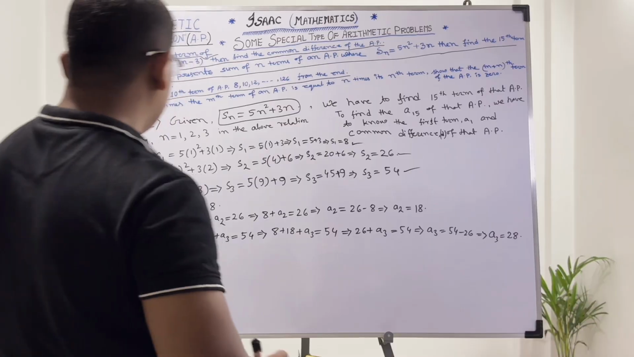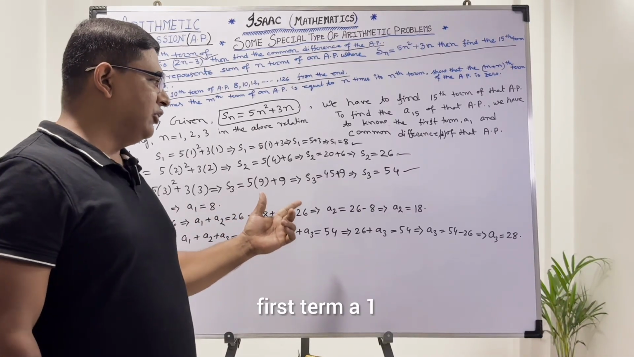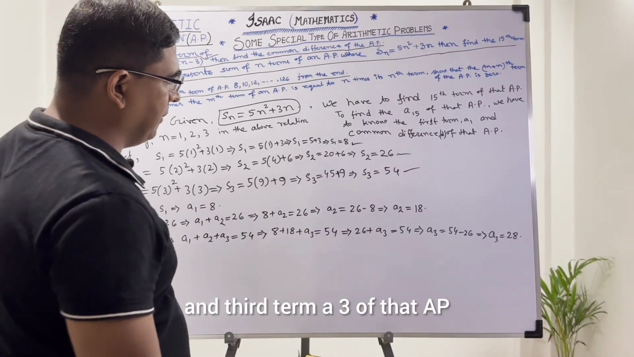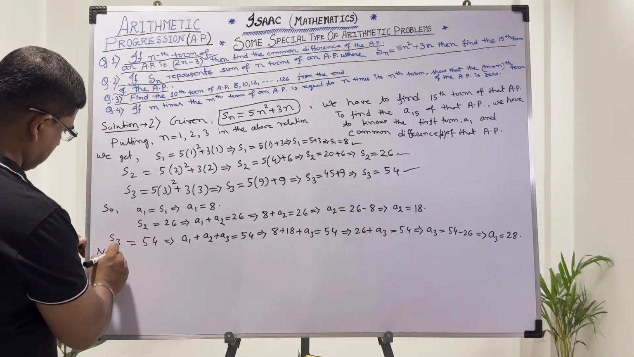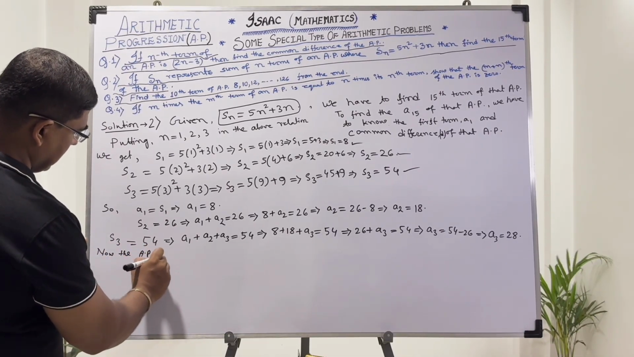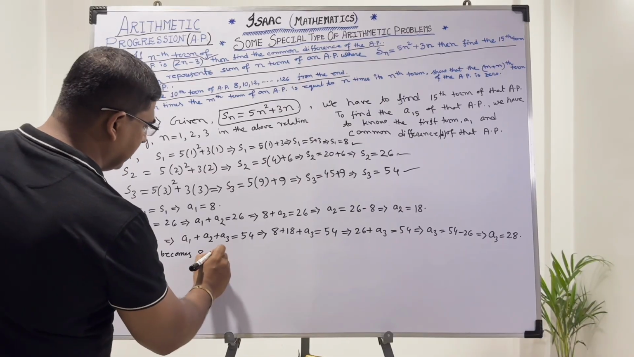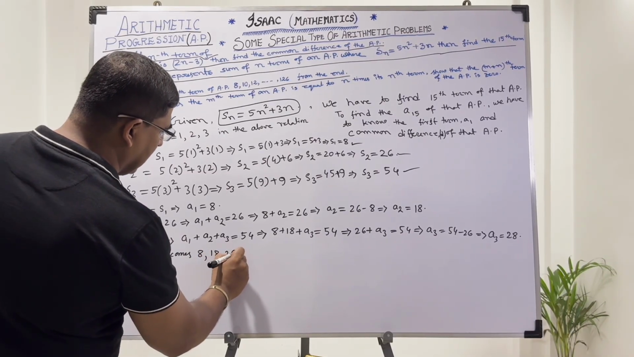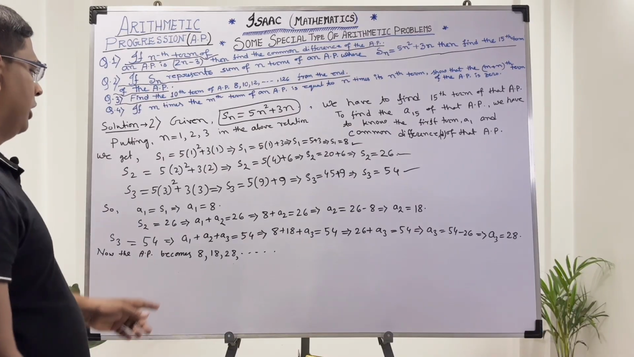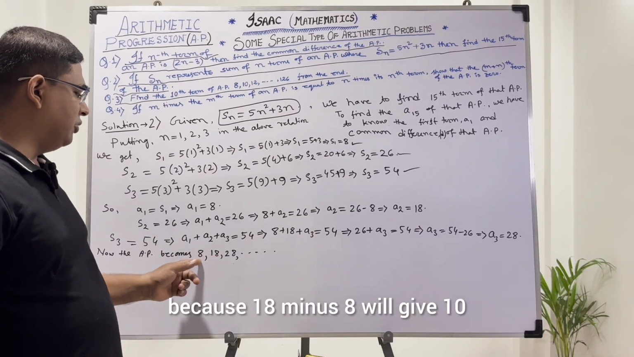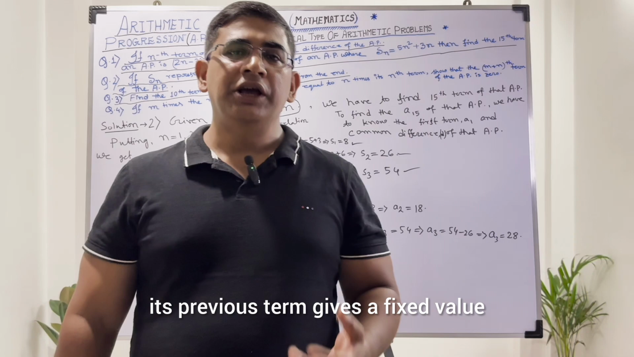Okay. So from these three, S1, S2, S3, we find first term A1, second term A2 and third term A3 of that AP. So now the AP becomes first term 8, second term 18, third term 28, continuing. This is an AP because 18 minus 8 gives 10, and 28 minus 18 gives 10. That is, any term minus its previous term gives a fixed value.